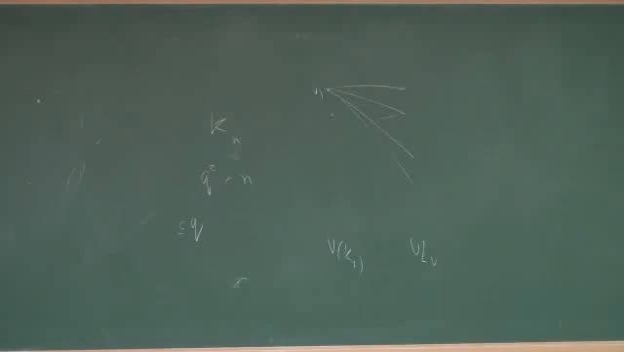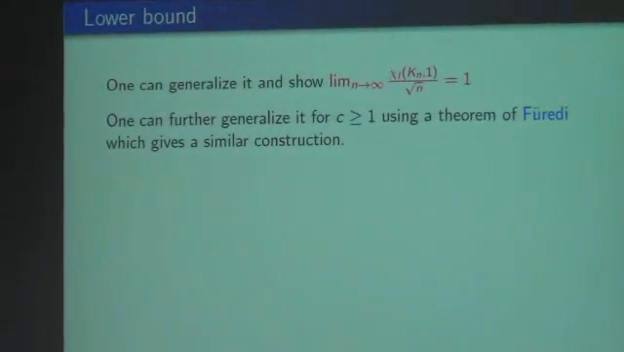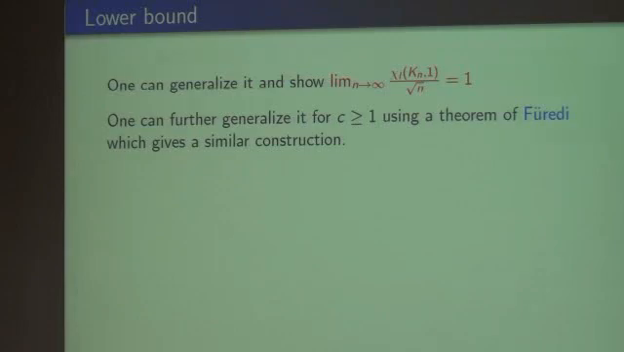But then they asked what happens when C is bigger than 1, and for that you can generalize it using a theorem of Faraday, which is a similar construction to the one we did for the affine plane. Since C is bigger than 1, somehow you have to group the elements of, okay, so I'll come to it.